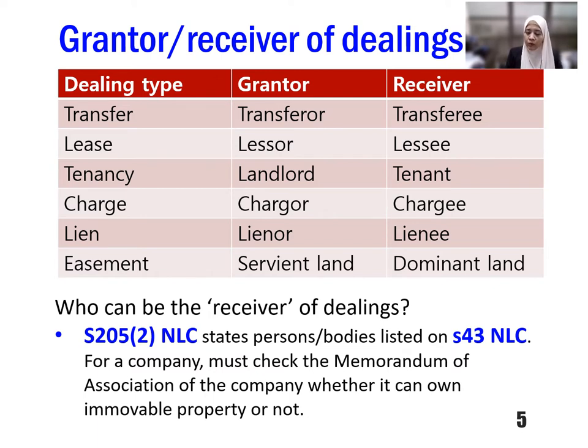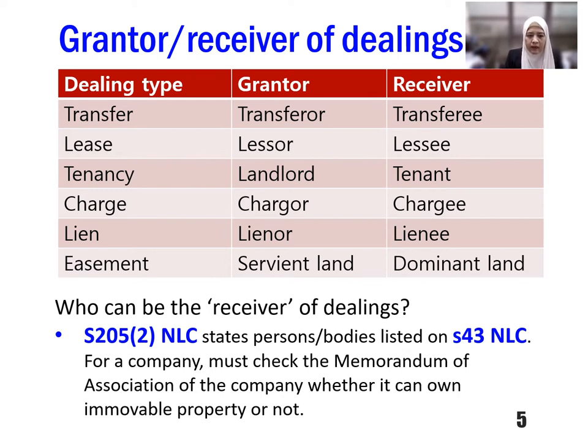But transfer can also occur not only through sale. You can also transfer land due to love and affection, the relationship between father and children, you know. So transfer is just a pindah milik, it's just giving your rights as an owner to another person. So that is the meaning of transfer.